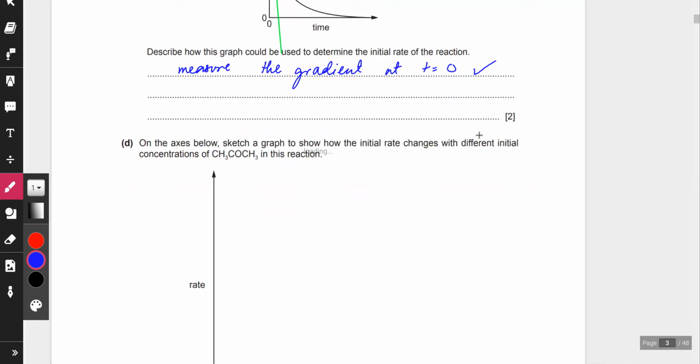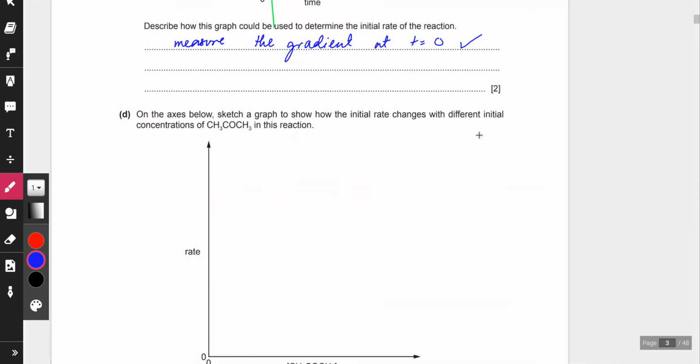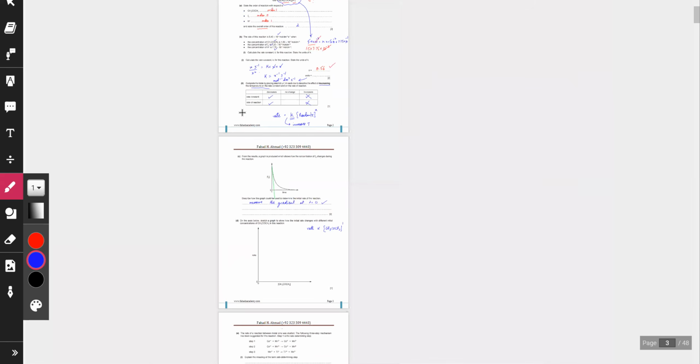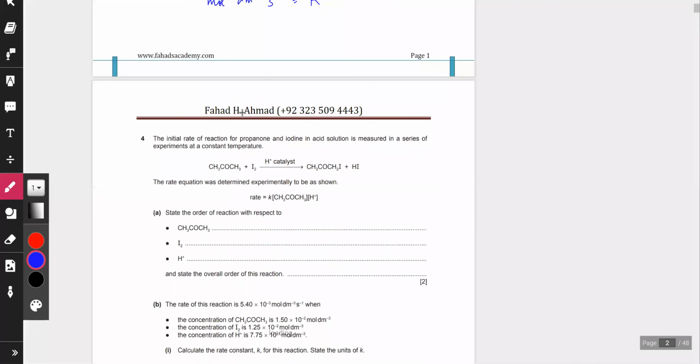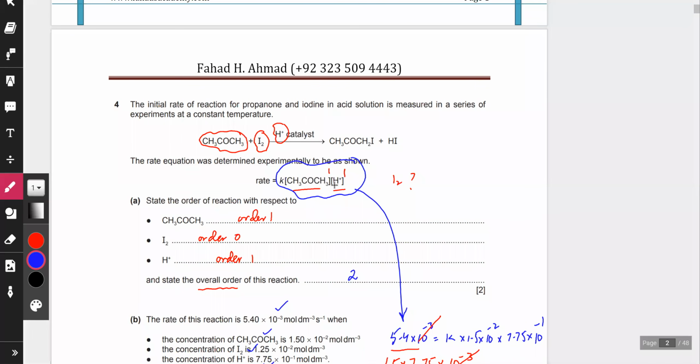Next one is on the axis below, sketch a graph to show how the initial rate changes with different initial concentrations of CH3COCH3. Remember that in this reaction, the rate was order 1 with respect to CH3COCH3. Right at the beginning, they've already given you the rate values, the one that was given over here. It's already described as order 1, so that means it's directly proportional.